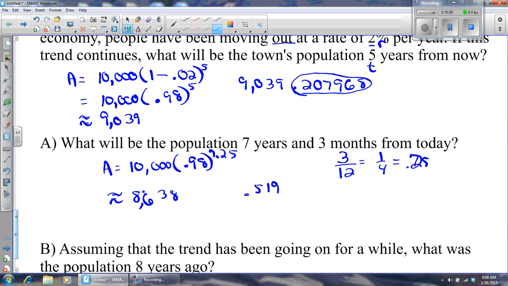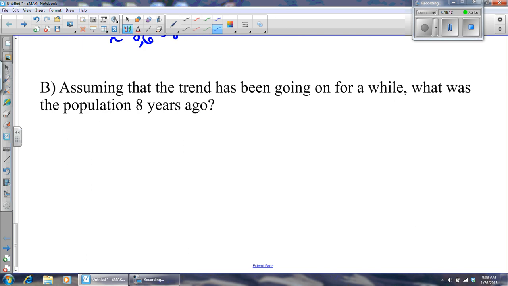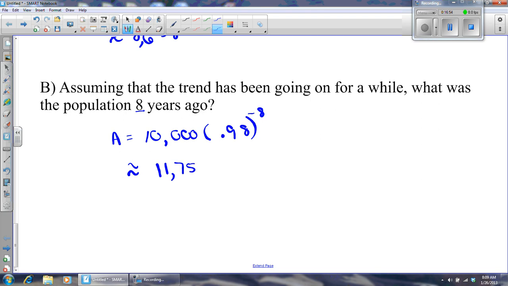Now, one more that I think is really cool, and I used to do this a harder way until my students several years ago thought of an easier way to do it. Same problem, but this time the population is 8 years ago. A equals 10,000 times 0.98, remember that's 1 minus 0.02. But 8 years ago, my time is going to be negative because I'm looking into the past. I think that's really cool that it works out so simple like that. All right, so let me put a negative 8 in there. And when I do that, I get 11,754 people.